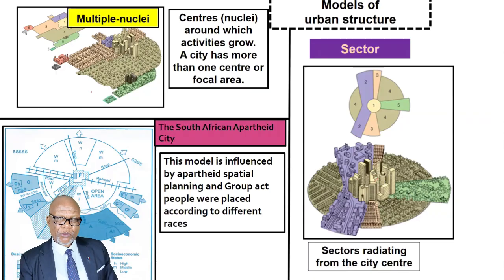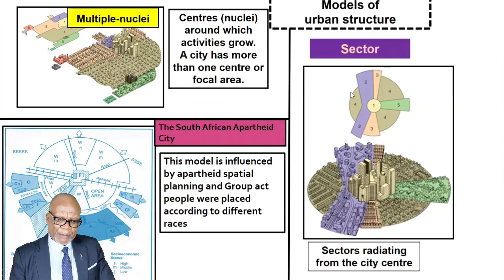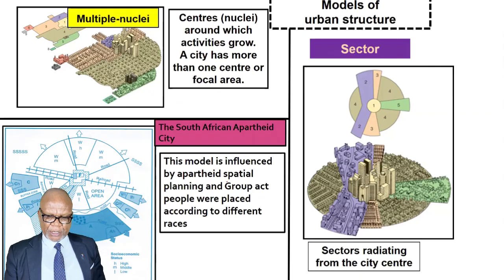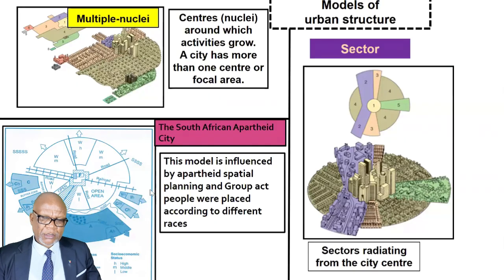So what is the multiple nuclei showing us? It's showing us that the city has more than one center. What is a sector model showing us? It shows us the land use zones are simply sectors, and they all radiate from the one central point, which is the CBD. Then lastly we have the South African apartheid city. What is this model showing us? It is simply showing that South African cities were influenced by apartheid spatial planning and the Group Areas Act, whereby people would settle in certain places because of their skin color.